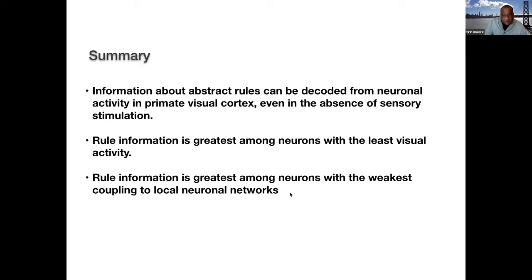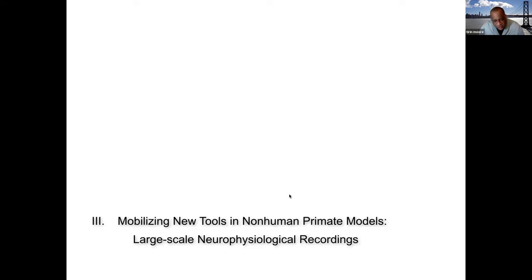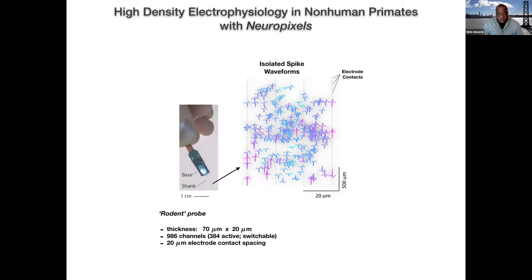So I want to say a little bit about some stuff that we're very excited about, which is that we've been trying to mobilize these new large-scale recording tools in macaque monkey. As many of you know, about the recent developments in high-density physiological tools in mice, and Neuropixel tools that were developed a few years ago. So this is just showing you a Neuropixel probe. This is a 1 centimeter shank. There are 1,000 recording channels on this shank, or nearly 1,000, of which one can record 384 channels actively, and you can more or less switch almost arbitrarily within them.